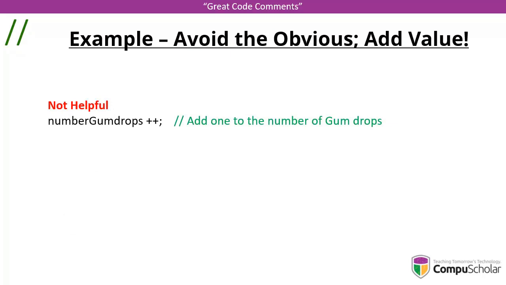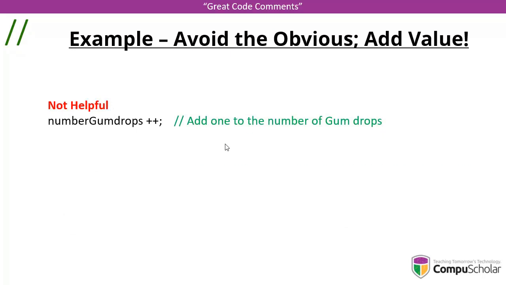All right, let's go through a number of examples of comments that are maybe good or bad. And the first thing that I wanted to point out is that it's possible to write comments that don't really mean anything, or that don't add value. So if you're looking at a line of code, for example, here we're just adding 1 to the number of gumdrops as a variable. Writing that out as a comment to the side really doesn't help anybody, because it's obvious from the code what's going on already.